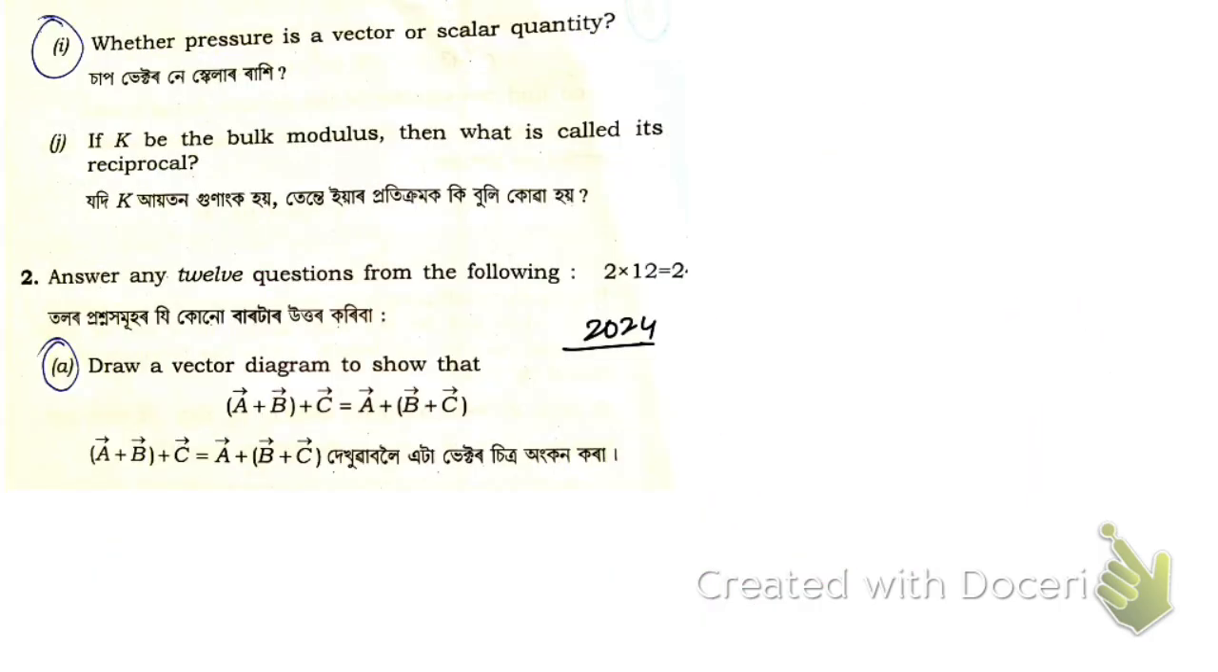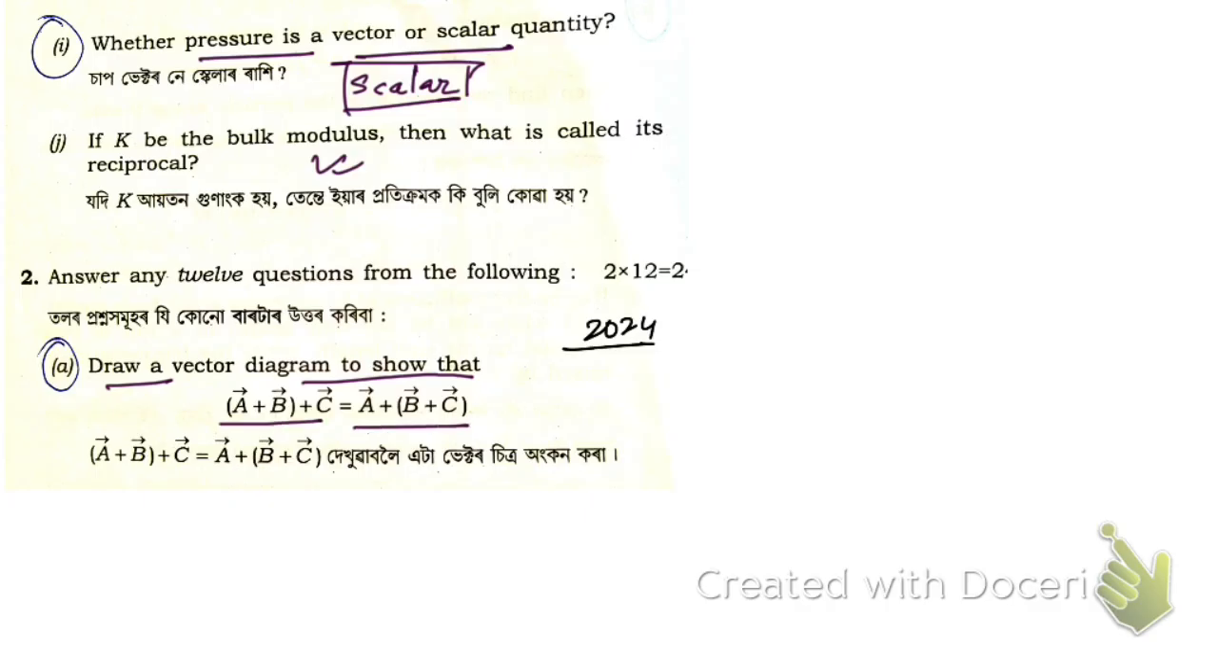So here it is asked, pressure is a vector or scalar quantity? That is a scalar quantity, right? That is a scalar quantity. So now this question is not from the 2D motion in a plane, so ignore it for the time being. Now draw a vector diagram to show that this is equal to this. So here it is, this is the associative property of vectors actually.